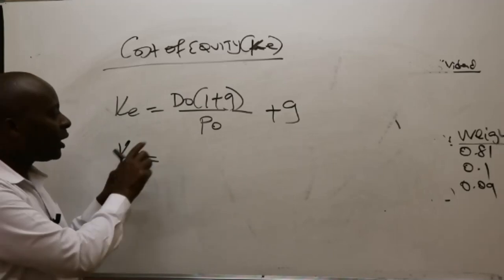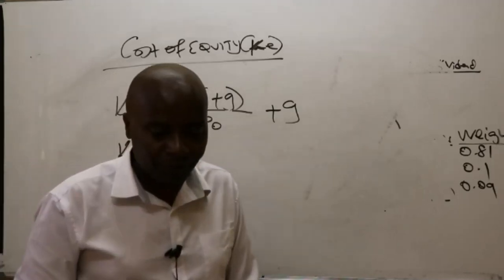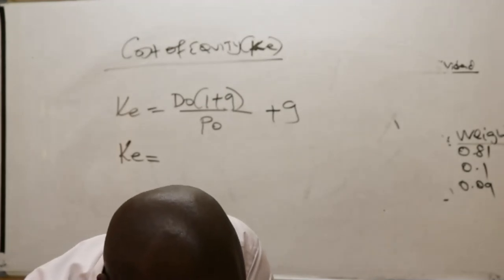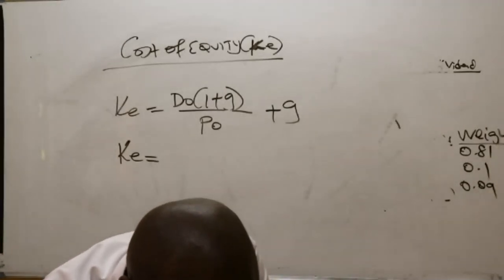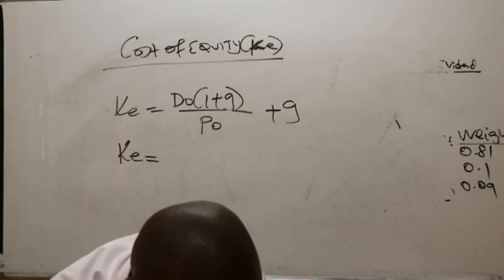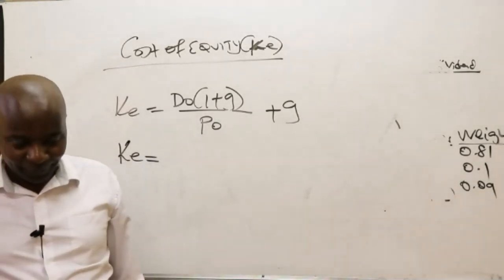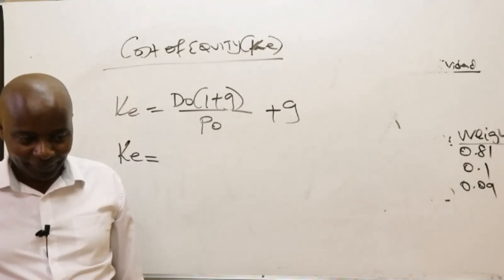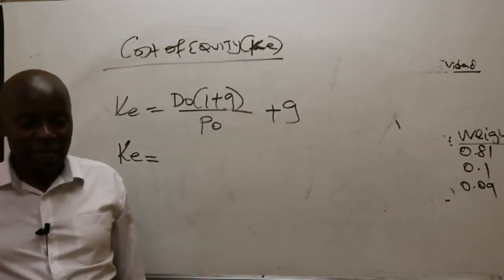KE stands for cost of equity. Kindly plug in the figures now that we have all of them. Give us a figure. Plug in the figures, and they give us an answer.